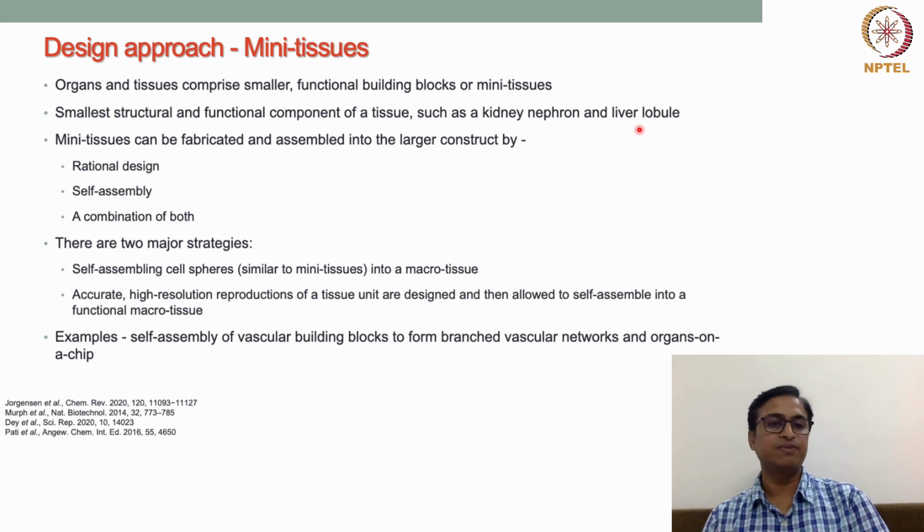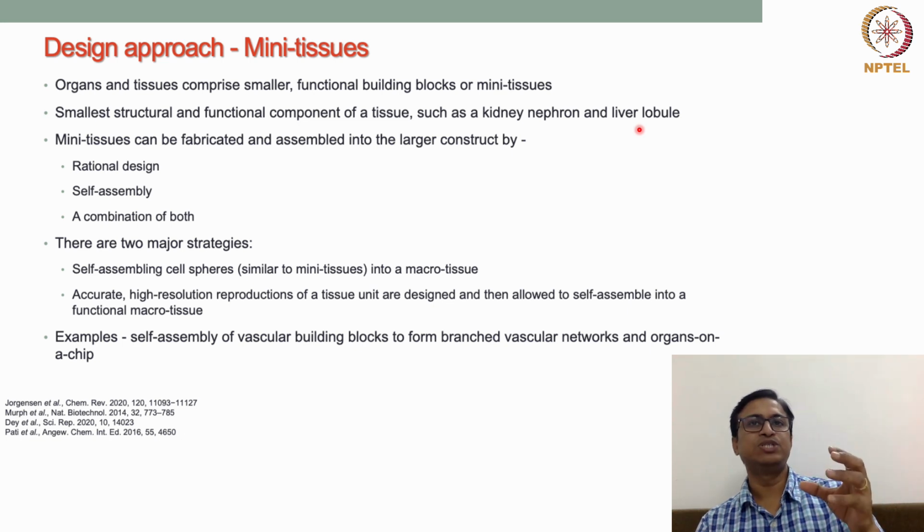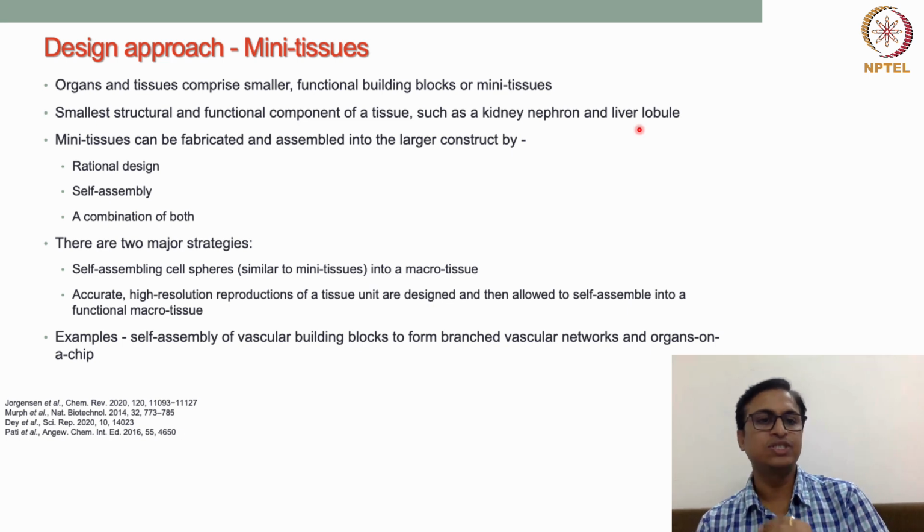If we can successfully fabricate all these different mini tissues, then definitely we can assemble them together into a larger construct. One way is by rational designing. There we need to understand the design of the particular tissue, how the different units are connected to each other, how they are facing each other, and how they are interacting with each other. All these things we need to understand, and then that rational designing is very important, and we have to follow that.